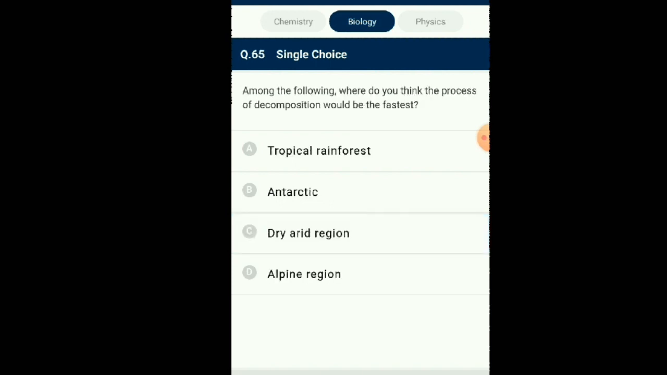Question number 65. Among the following, where do you think the process of decomposition would be the fastest? Earthworms are referred to as the farmer's friend because they help in breakdown of complex organic matter as well as loosening of the soil. Similarly, decomposers break down complex organic matter into inorganic substances like carbon dioxide, water, and nutrients, and the process is called decomposition. So the answer for this question is option A, in tropical rainforest.